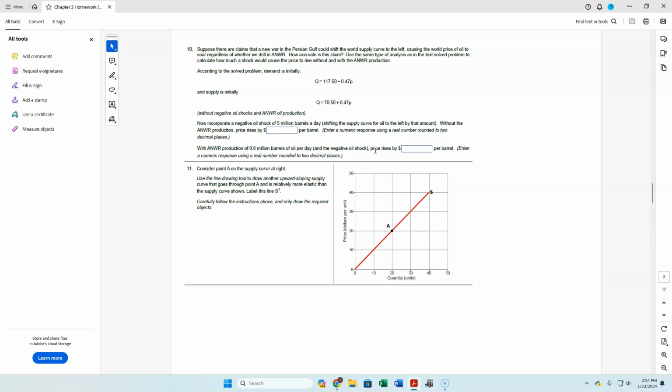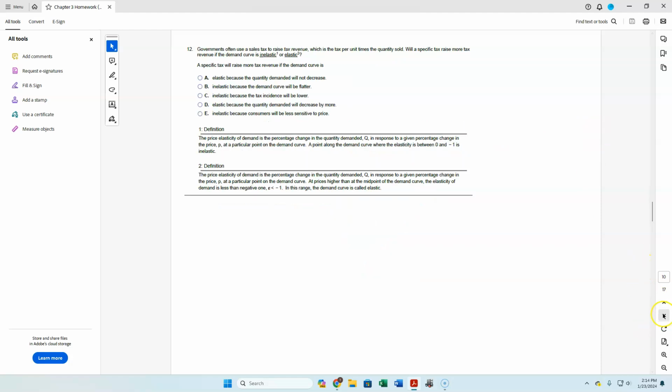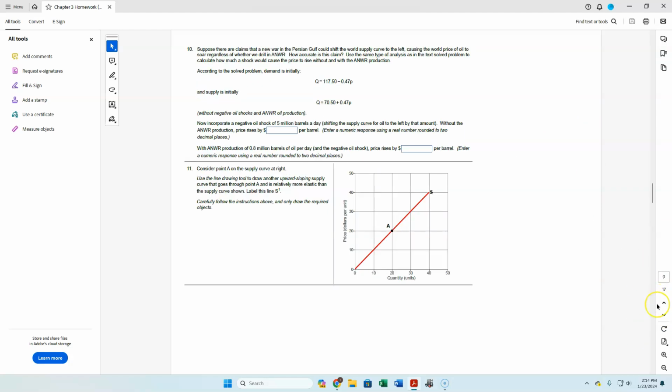Then for number 11, here you've got supply curves crossing, and you're essentially going to be drawing one where it's more elastic. So if it's more elastic and curves cross, then the more elastic curve of crossing supply curves will be the flatter curve.